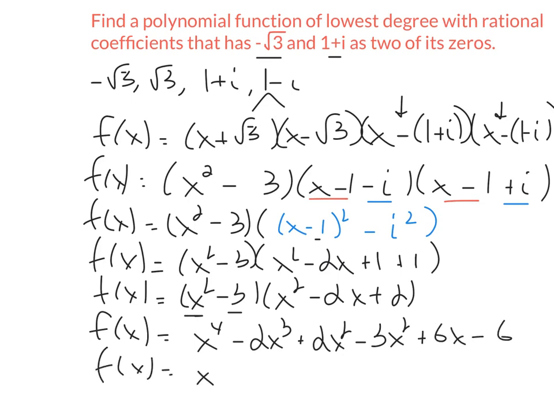And combine what I can. x to the fourth, there's nothing to combine. I can't combine any 2x cubed. I do have these two terms right here, 2x squared and minus 3x squared. That's minus 1x squared, plus 6x and minus 6. And that's it. That's all you got to do on that one.